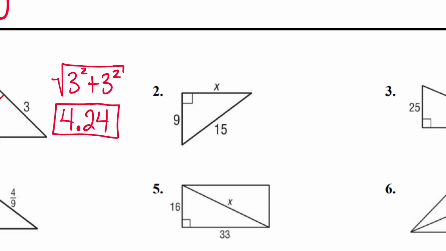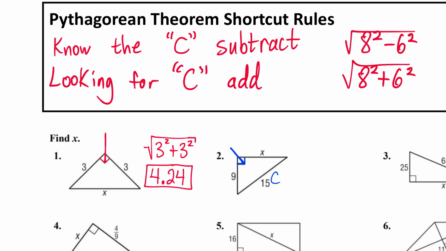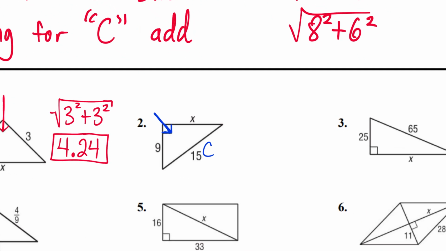Number 2, the 9, x, and 15. Which one of those is the C? The 15, because the 15 is the hypotenuse. Again, if you think about this little right angle mark as an arrow, it always points towards the C, towards the hypotenuse. So on this one, do we know the C or are we looking for the C? This time we know it. I know what it is. It's 15. Not like on number 1, where we were looking for it. I'm looking for another side. So when I know the C, I'm going to be subtracting. So I'm going to do 15 squared subtract 9 squared, square rooted.